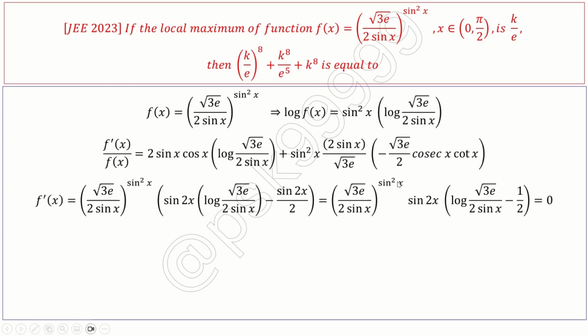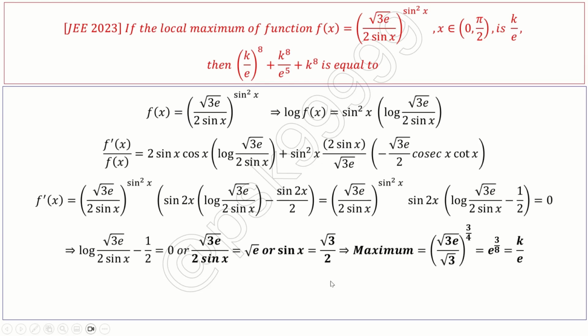Now we know that this is always non-zero. F of x whole to the power of g of x is always non-zero, because here this base is never 0, and this is never 0. Sin 2x is not 0 because 0 is not inclusive, pi by 2 also not inclusive, so sin 2x is never 0. So the only thing which can be 0 is this value. So now you equate that to 0.